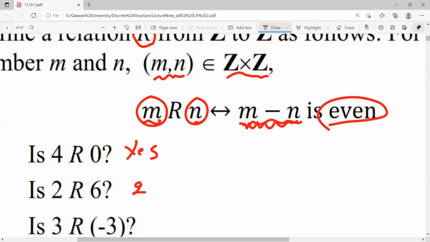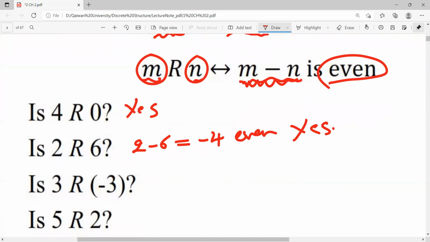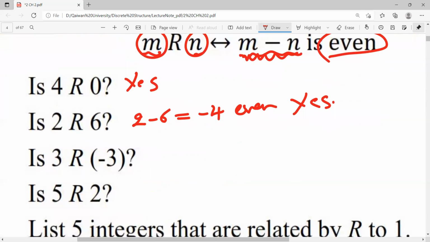How about the second one? 2 minus 6 equals minus 4. Is it even or odd? That's even. We have even positive numbers and even negative numbers also. So the answer is yes, it's even. This is a relation: 2 is related to 6.